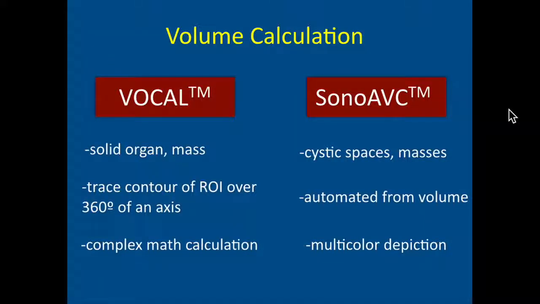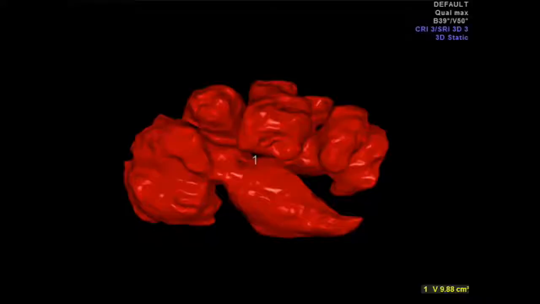Volume calculation quickly, there are a couple ways to do this on the machine, either using a solid or organ mass calculation or an automated mass for cystic spaces.